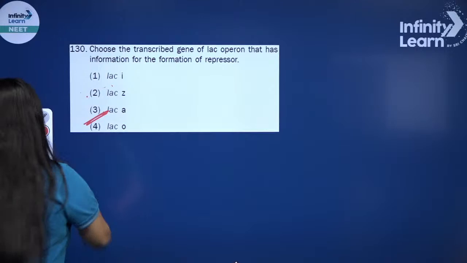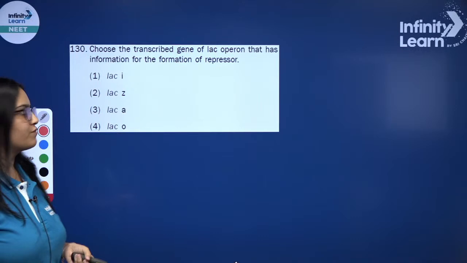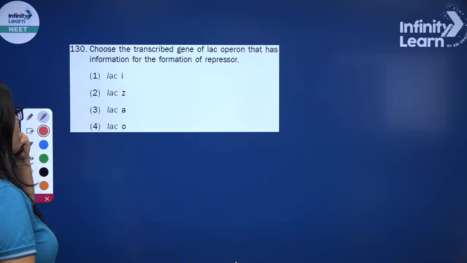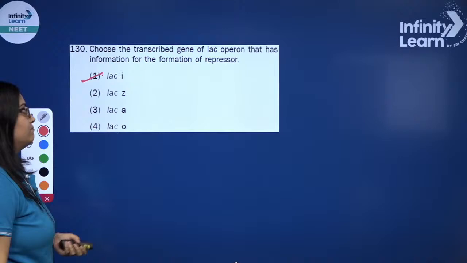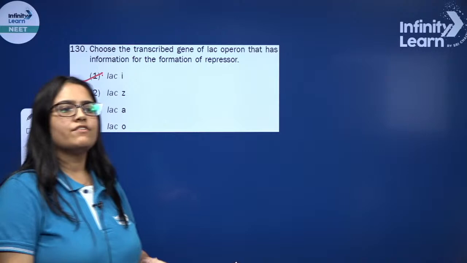Next question. Choose the transcribed gene of lac operon that has information for formation of repressor. This question is from your regulation of gene expression, my dear students, and here repressor protein is formed from the LacI gene. It forms a repressor mRNA that will form a repressor protein. So the information for formation of repressor is present in LacI. Is this clear, everyone? Next question.